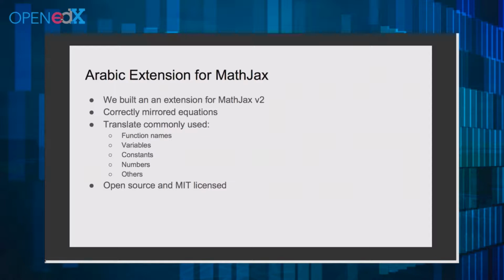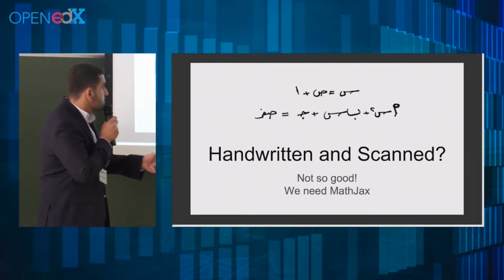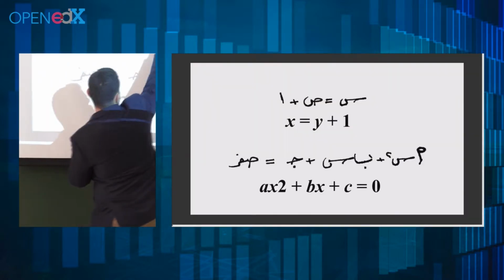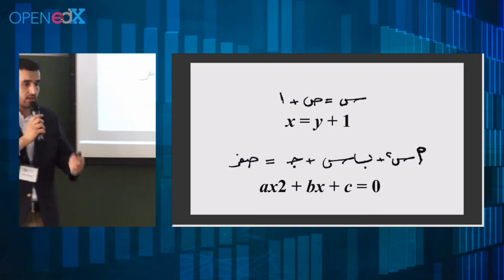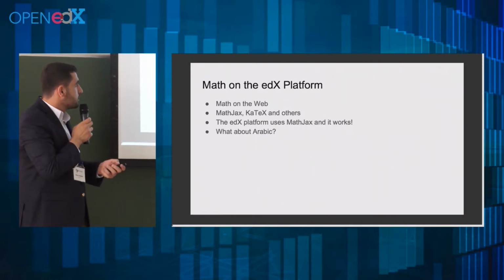It does a lot of things, including translating variables and function names, and of course the RTL. As you can see, the equal sign here is flipped. So this is the first part, the RTL, and the second part is that almost every single symbol is translated.